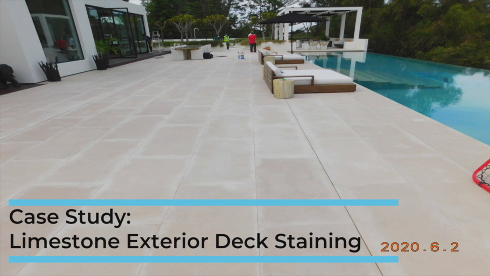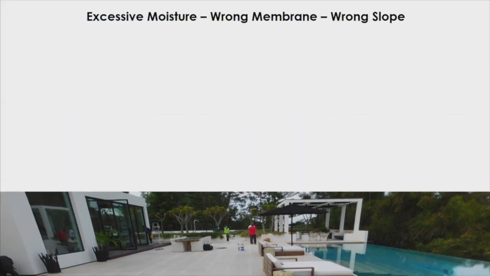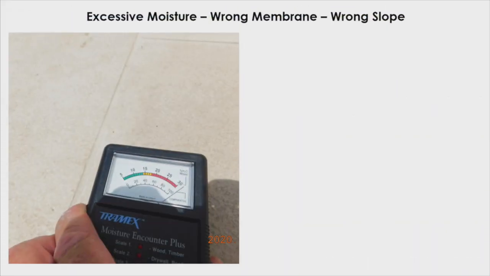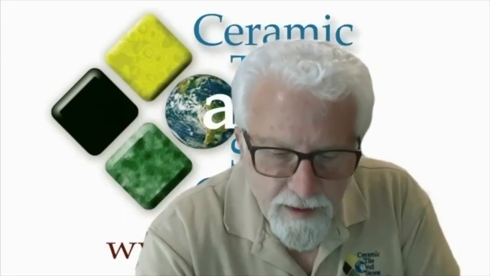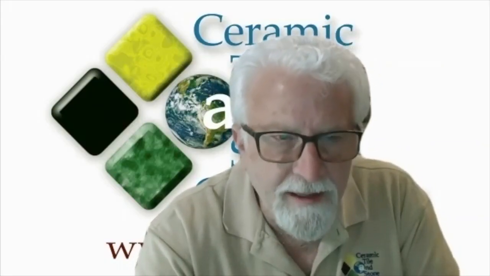So here's a project in Beverly Hills, California, a very high-end residence. They put this beautiful Portuguese limestone in and got all this staining, and we're concerned about it. We were brought in to investigate, well, why did this occur? So first of all, we do a moisture survey, and we see on the moisture meter a high content of moisture. So that was a symptom of the problem that we were trying to find.